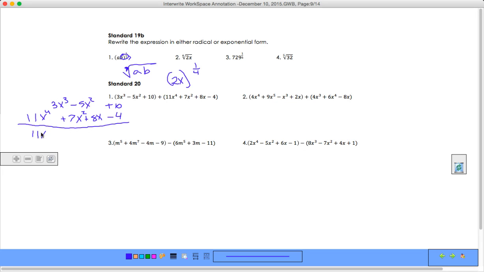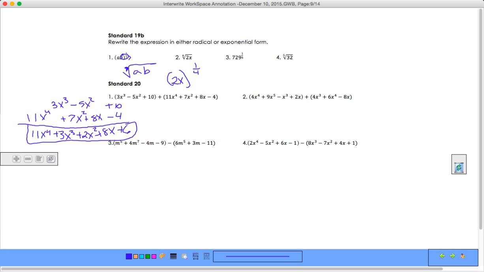That's going to give me 11x to the fourth. Plus, this doesn't have anything to combine with, so 3x to the third. Negative 5x squared plus 7x is going to be x squared. Can add these two together because they have the same exponent. So that is 2x squared plus 8x because that has nothing to combine with. And then 10 plus negative 4 is 6. So there is my final answer.